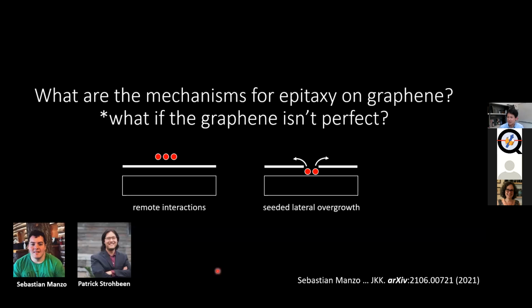Okay, the first order claim when the first papers came out was that the growth occurs via remote interactions that essentially permeate through this graphene as if the graphene were transparent. But let me pose the question, well, what if the graphene isn't perfect? What if there are defects in the graphene such as pinholes? Could there be some defect-induced process, for example, something like a seeded lateral overgrowth that defines this growth mechanism? And I'll give you our evidence that I think in most cases, this is the mechanism that actually dominates.